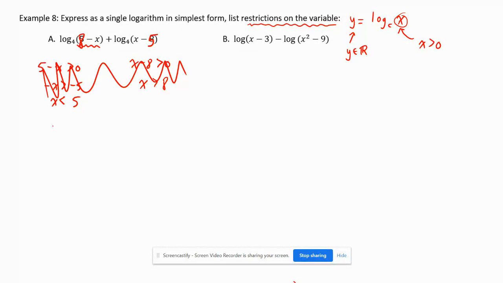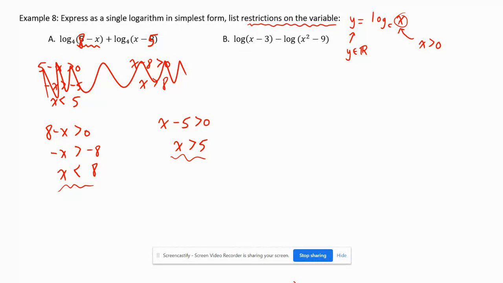Sorry, guys. So 8 minus x has to be greater than 0. That means negative x has to be greater than negative 8. That means x has to be less than 8. For the other one, we have x minus 5 has to be greater than 0. That means x has to be greater than 5. So in other words, both of these conditions have to be met in order for this combined logarithm to work.